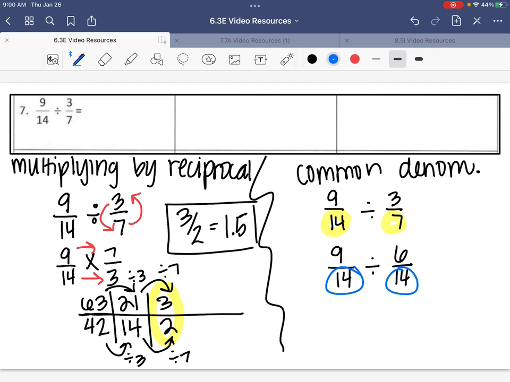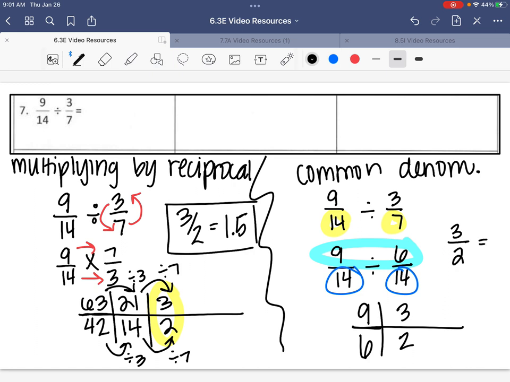I can just divide straight across the top. So I get an answer of 9 divided by 6, which is the same as 3 halves, which is the same as 1.5. So either way, we get the same answer, just using different strategies.